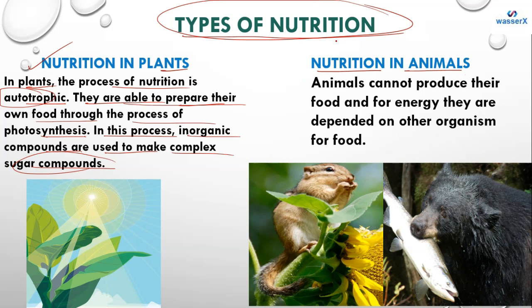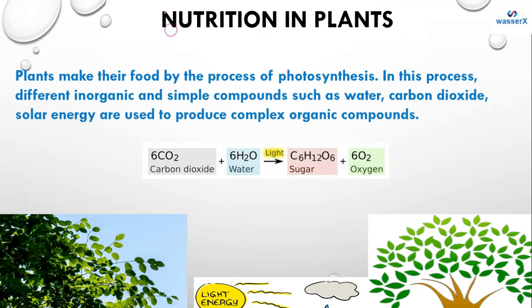Now, nutrition in animals. How does this work basically? Animals, we know, cannot produce their own food, and for energy they are dependent on other organisms for food. Sometimes they depend on other animals, or sometimes they depend on plants. Next we have, students, nutrition in plants, right?